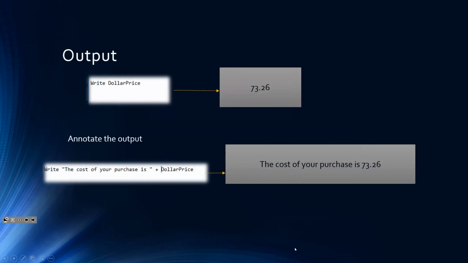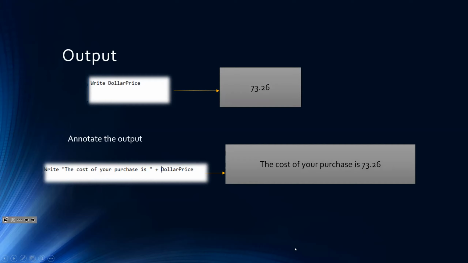When we finished our little pseudocode, we had the last statement saying, just write out the dollar price. Put it on the screen so they can see it. Well, that's not very meaningful, is it? 7326 might not mean anything to the person. So it's always nice to annotate our output, which means add a little bit more to it, make it prettier. So here we've annotated, and instead of just writing out the dollar price, we're going to write out this message: the cost of your purchase is, and the dollar price.